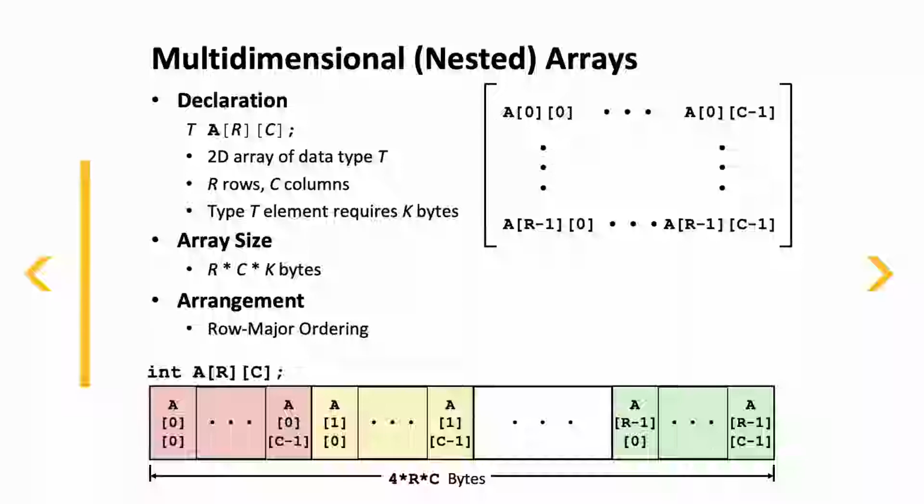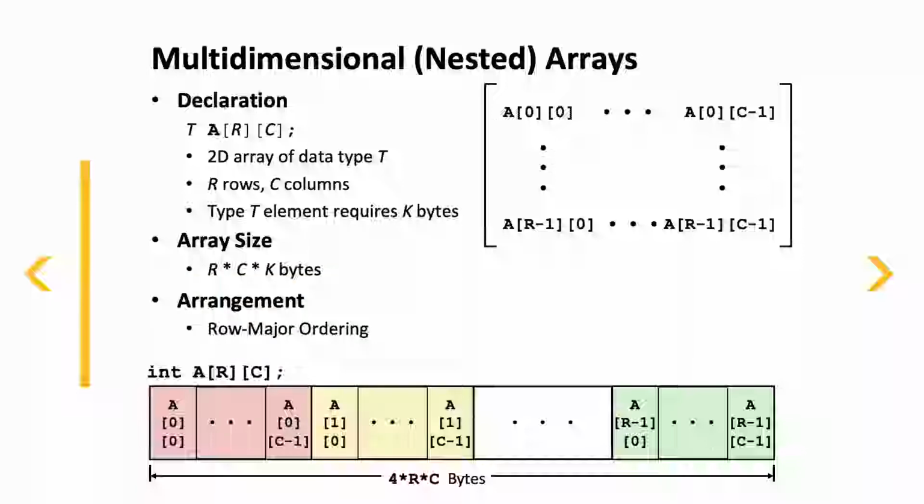We might, in some languages, also have to declare this as an array of arrays. We might have to create an outer array, the elements of which would just be the other arrays. But either way, it ends up accomplishing the same task. So our size is just going to be our number of rows times our number of columns times the amount of bytes that each element requires. So this R times C times K would give us the entire size of this multidimensional array.